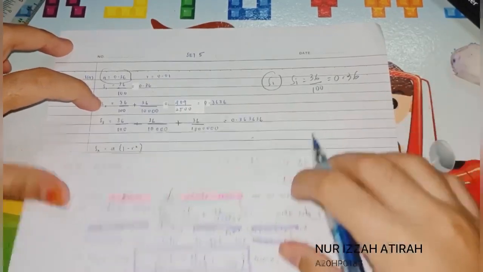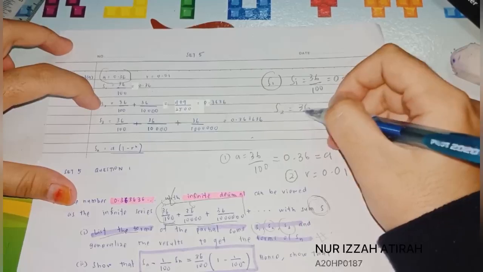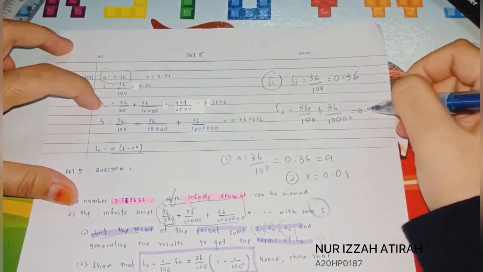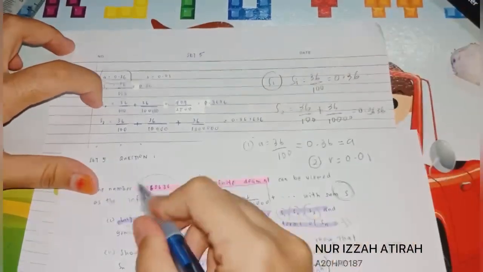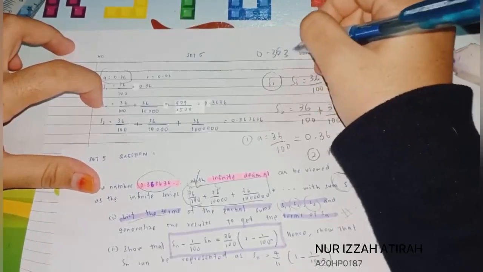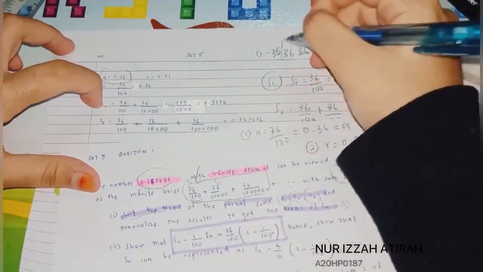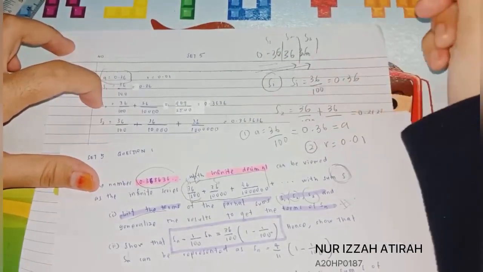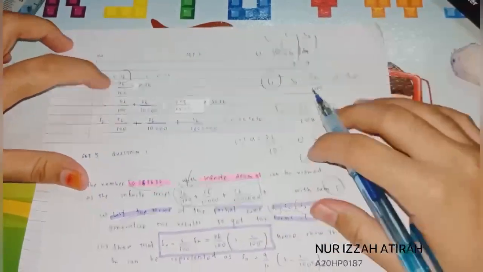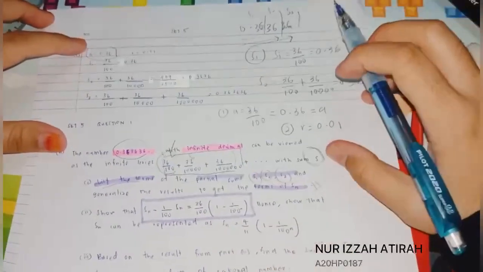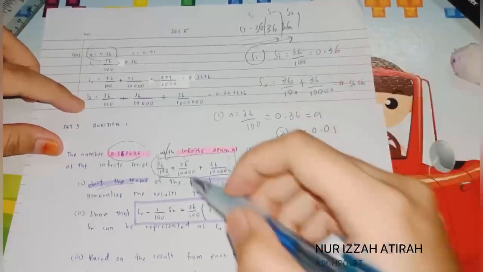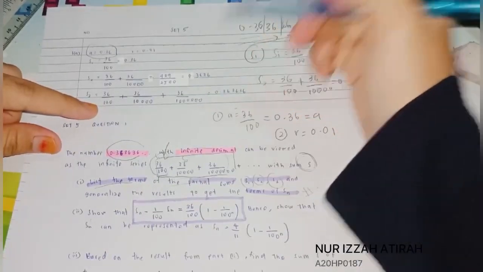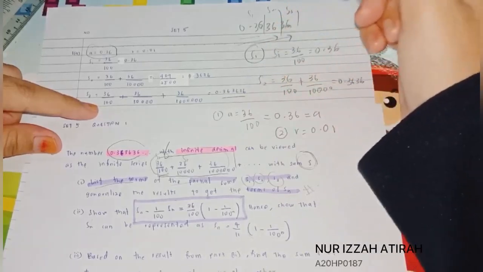S2 is equal to 36 over 100 plus 36 over 10,000, so we will get the answer 0.3636. Remember that the number is 0.3636, right? So this is for S1, this is for S2, this is for S3. Now for S3, we need to add it all. S3 is equal to 36 over 100 plus 36 over 10,000 plus 36 over million, which is equal to 0.363636. We get the answer back, right?